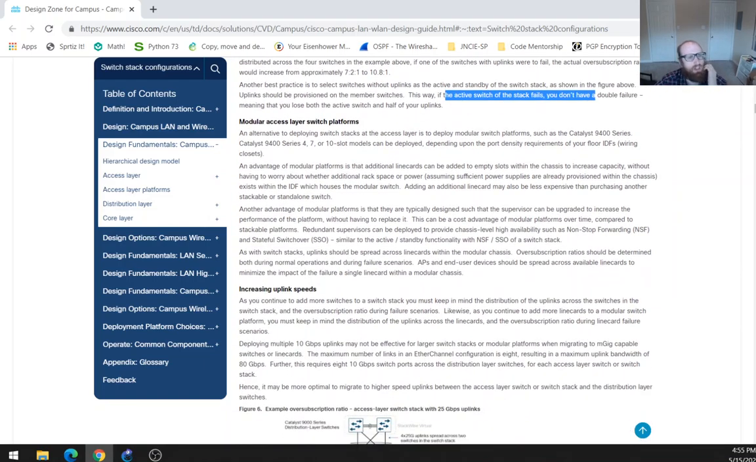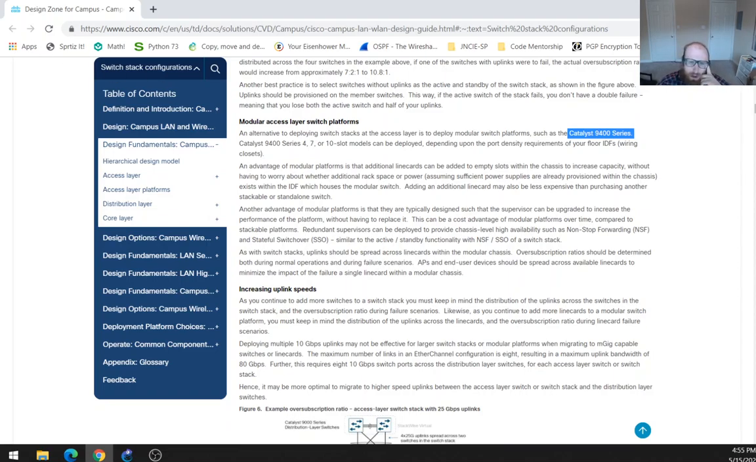Alright, next section is modular access switch platforms. An alternative to deploying switch stacks at the access layer is to deploy modular switch platforms such as the Catalyst 9400 series. Catalyst 9400 series 4, 7, or 10 slot models can be deployed depending on the port density requirements of your floor IDF's wiring closets.